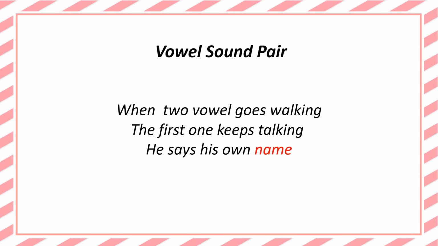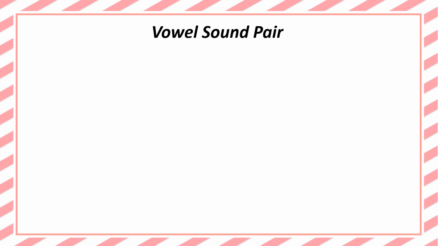Vowel sound pair. When two vowels go walking, the first one keeps talking. He says his own name. Let's check out the list of vowel sound pairs. As we discussed, when two vowels go walking, the first one keeps talking. It says its name. For example, AI.